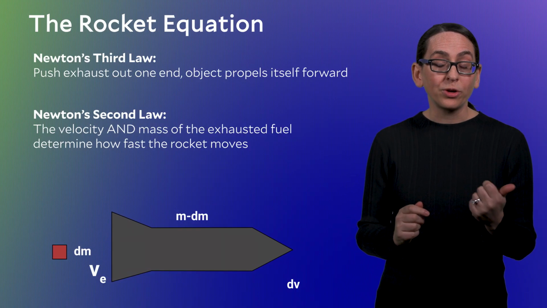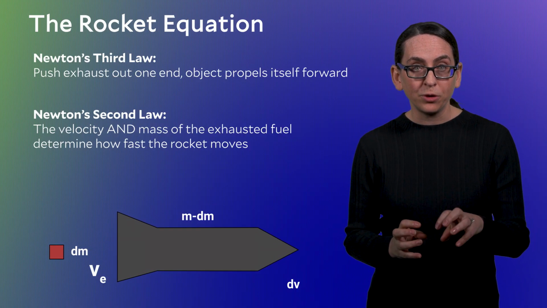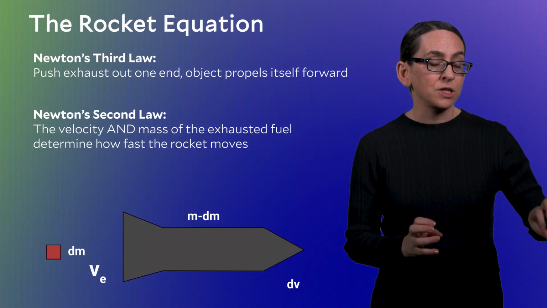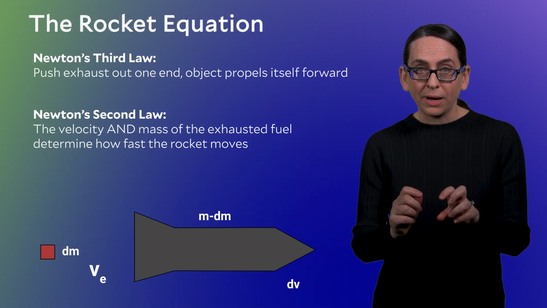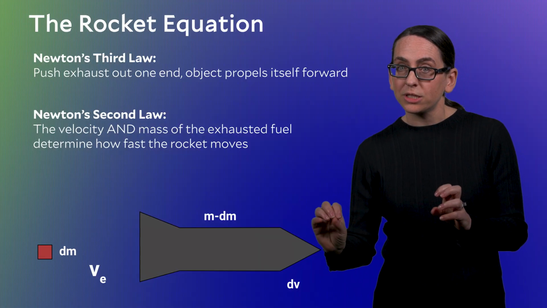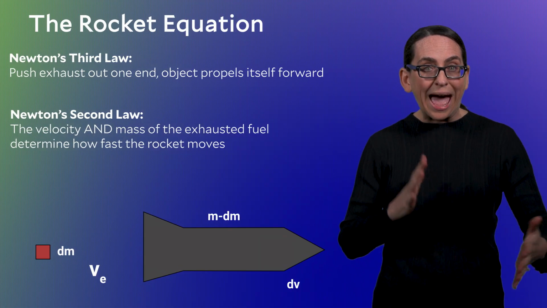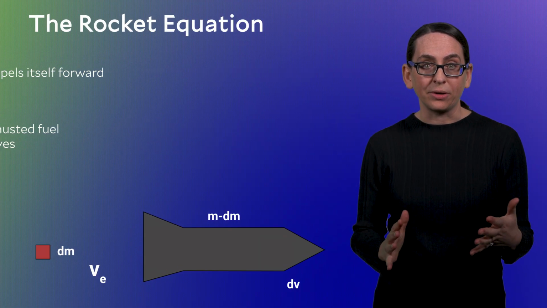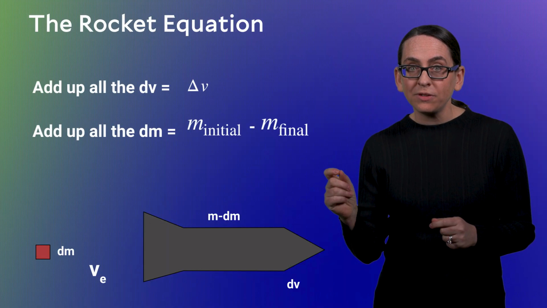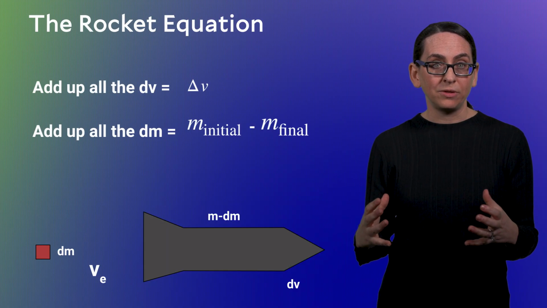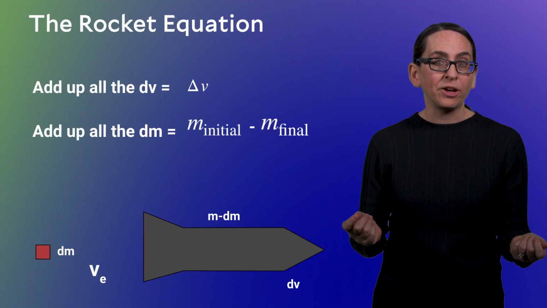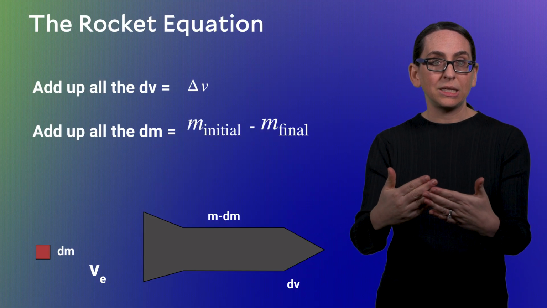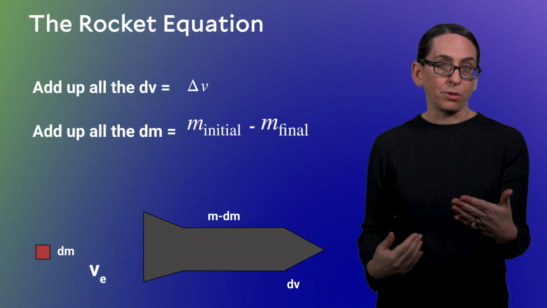This happens over and over again. A small amount of fuel, dm, leaves the rocket with exhaust velocity VE. The rocket gets slightly lighter each time, m minus little dm, and its velocity increases by some amount. And we can add up all of these moments together. We add up all of the little dv's to determine the total delta v. The rocket starts with some initial mass, and we'll have some final mass, which is the original mass minus the fuel that it burnt through.